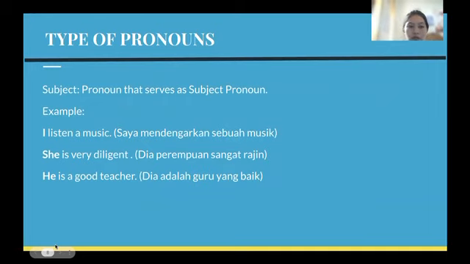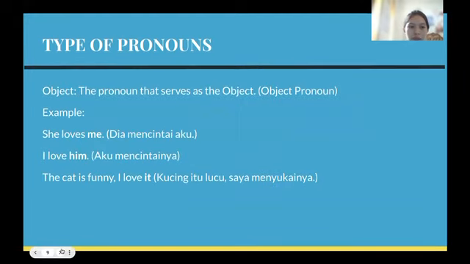Types of pronouns. Subject pronouns serve as the subject. Example: I listen to music. She is very diligent. He is a good teacher. Object pronouns serve as the object. Example: she loves me. I love him. The cat is funny. I love it.